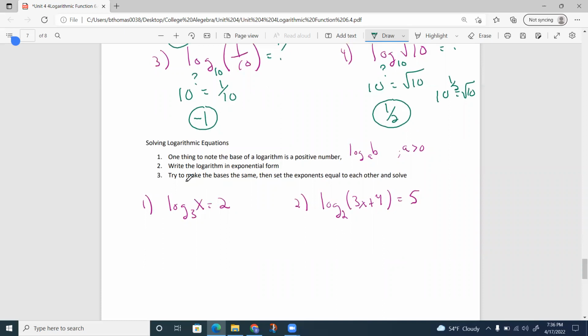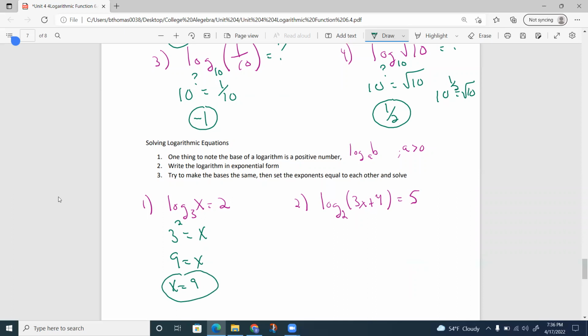The other thing is, as we learned in the previous section, if we can make the bases the same, then all we have to do is set the exponents equal to each other and solve. So if I want to figure out, the log of x base 3 is equal to 2, if I want to figure out what x is, basically what I'm doing is saying, 3 to the second power is equal to x. So if I look at this problem, I can solve it by just simply evaluating the left side, 9. So x equals 9 would be the solution to that problem. So the log of 9 base 3 would be 2. So that would be our missing value, the 9.